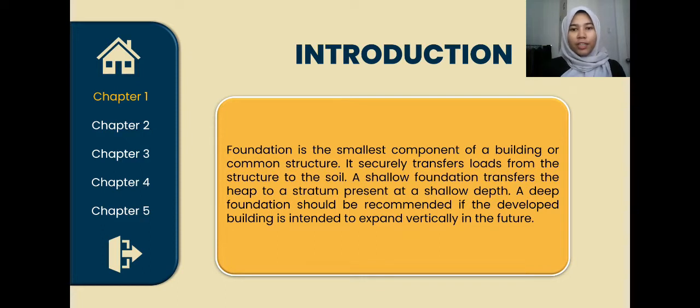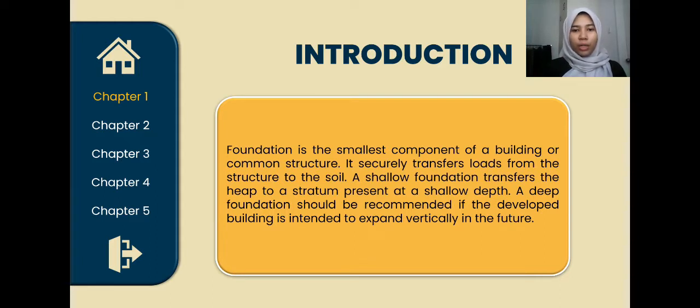Shallow foundation transfers the load to a strong stratum present at a shallow depth. The deep foundation shifts the load to a deeper depth beneath the ground surface. A deep foundation should be recommended if the development building is intended to expand vertically in the future. Foundation is important because it supports the entire load-bearing structure.